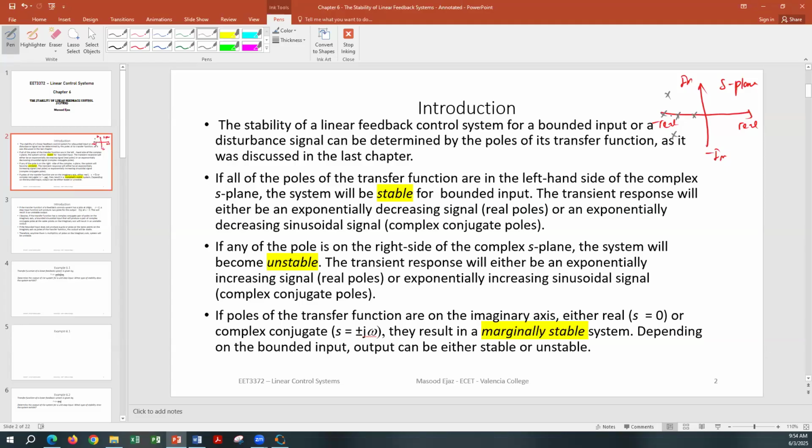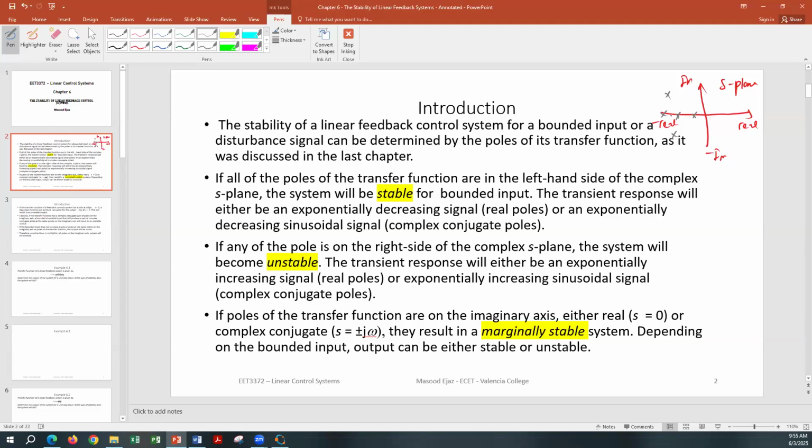And what did we discuss? Why is our system going to be stable if our poles are located on the left side of the S-plane? What was the reason? Anybody remember that reason? What is the reason that if the poles of the transfer function are located on the left side of the S-plane, our system is going to be considered a stable system? Say it again. I cannot hear you. Exactly right. So the transient response of the system is going to be an exponentially decreasing transient response.